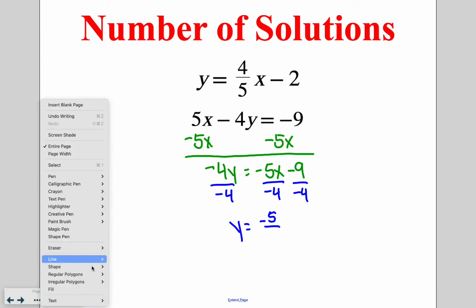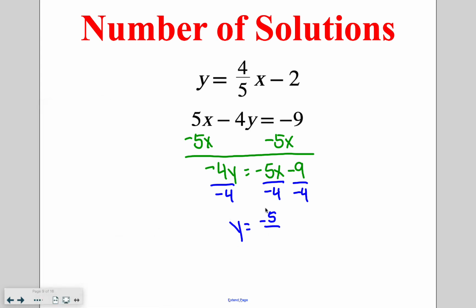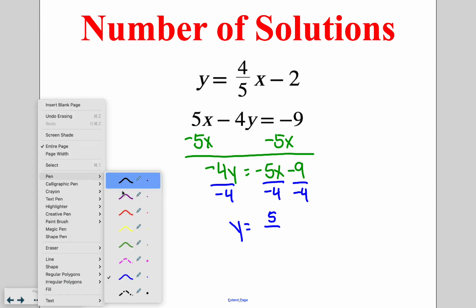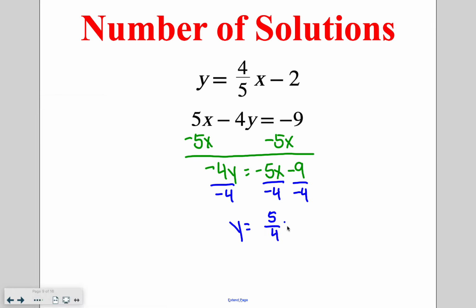negative and a negative are going to make a positive since we have a negative 5 and a negative 4. So I've got a positive 5/4 x minus, negative and a negative make a positive again, so it should actually be plus 9/4.